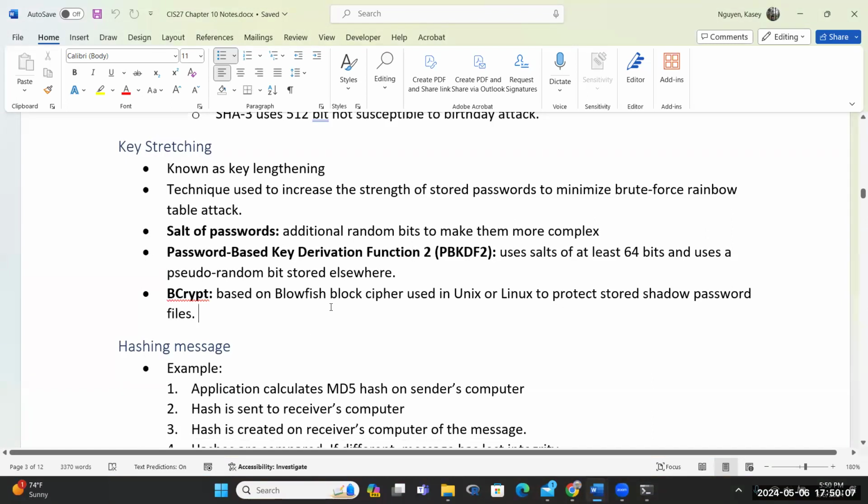Bcrypt is known as the Blowfish block cipher. This was used for Linux systems. This is what Linux systems use for shadow password storage. It uses bcrypt.